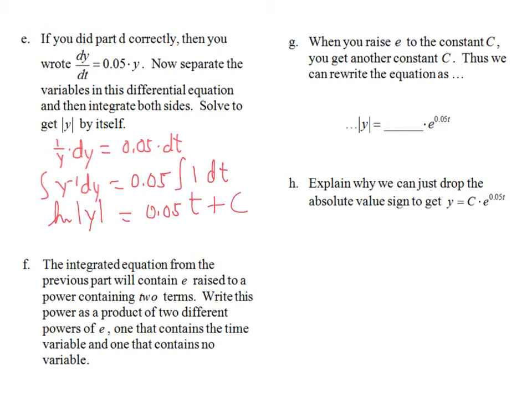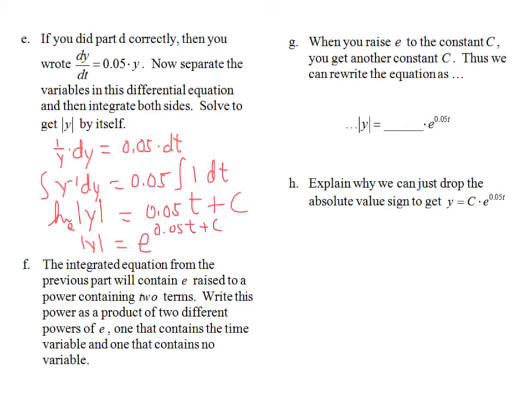Now let's solve for the absolute value of y, so we just have to get rid of our log over here. How do we get rid of a log? Exactly, we use its inverse, and the inverse of a log is, of course, the exponential function. So let's change this to an exponential. Our base on the log is e, so the absolute value of y is equal to e raised to this power over here, so that would be e raised to the 0.05t plus c, and you see that plus c is up there in the exponent with the 0.05.